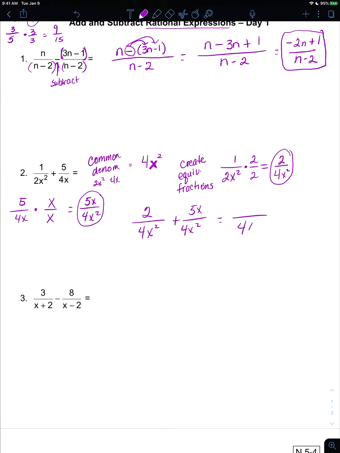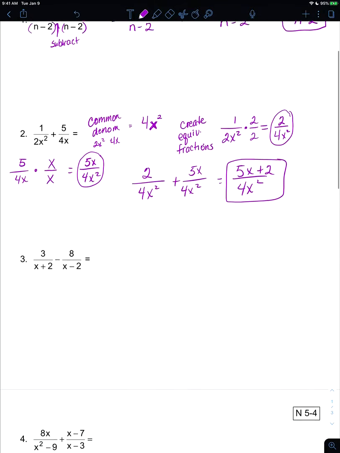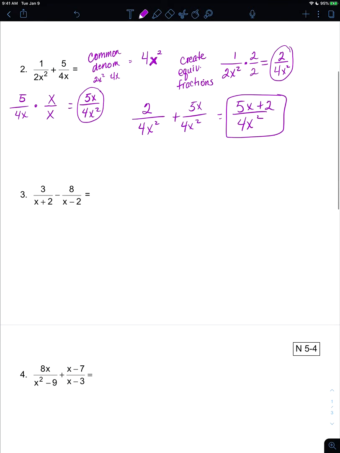Remember, the denominator stays the same. The numerator, we're saying 2 plus 5x. Well, those are not like terms, so we cannot add them together, but we do go ahead and list them. 5x plus 2. And you know, we just have a habit of always putting the x terms first. So that's where that comes from. Okay, so they're only going to get a little bit harder.